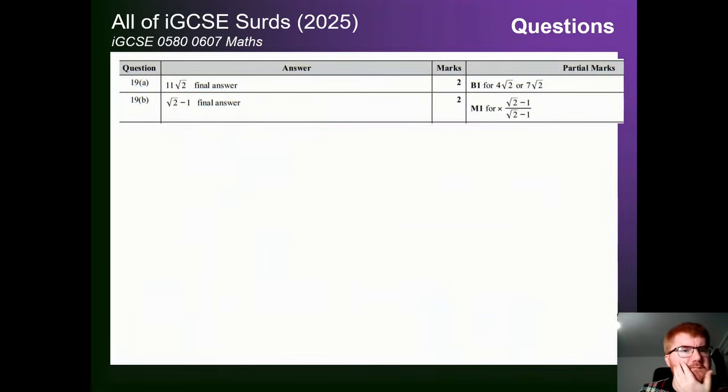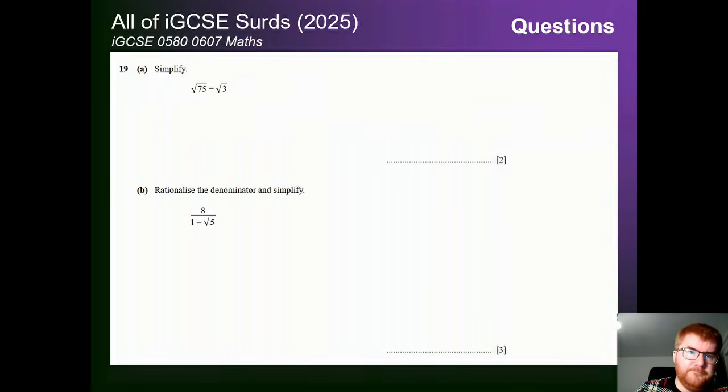which we could just then write as root 2 minus 1 to give us all 2 marks on this question. Then you can see the mark scheme. You get a method mark for knowing about conjugates, and then 1 for the answer. If you put root 2 minus 1 over 1, that would probably get the 2 marks as well. And notice 11 root 2 for 19a.